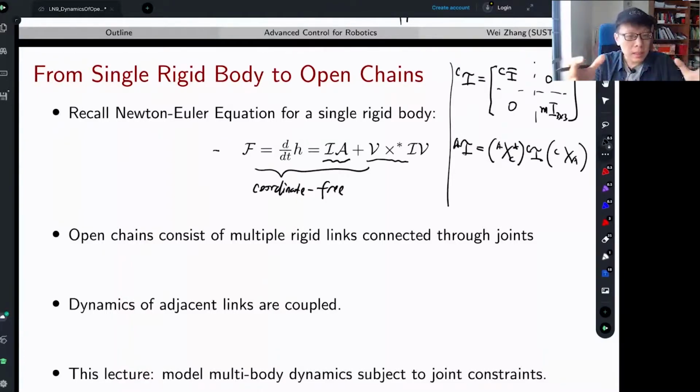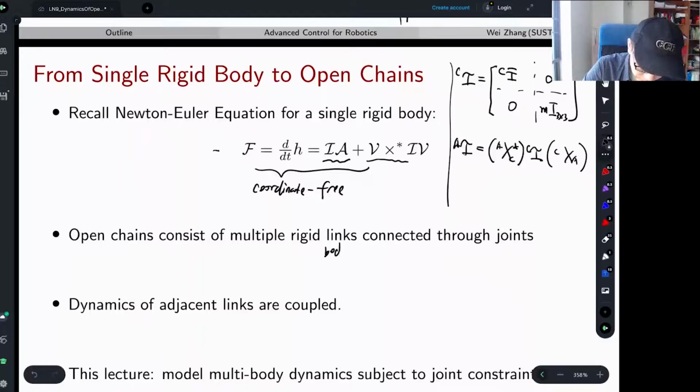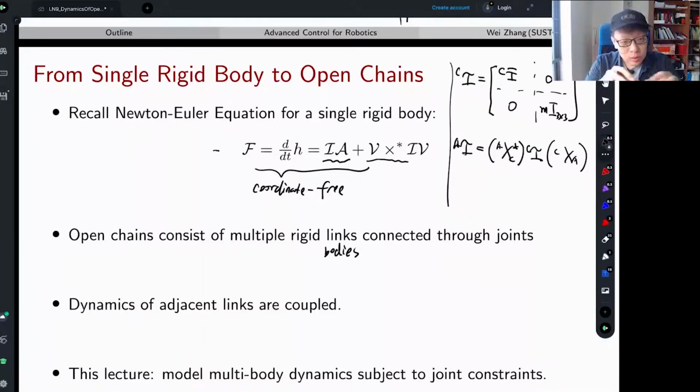Okay, the robot, as I mentioned before, in this class consists of multiple rigid links or bodies. Sometimes I use them interchangeably. Rigid bodies interconnected through joints. So that's a robot in this class. Of course, it's not the very general definition. A lot of people study soft robotics nowadays. So here we only consider each link as a rigid body. All right.